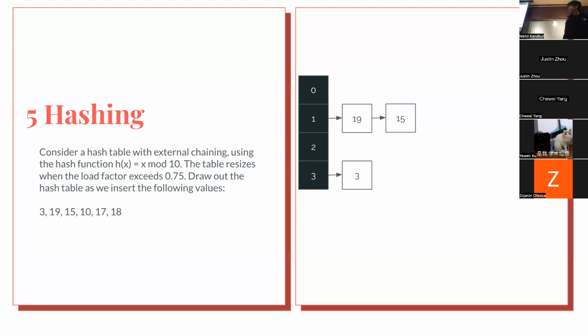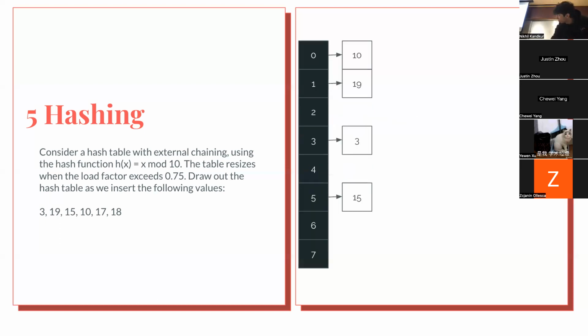And then at this point, the main important part that we want to work on here is the resize, which is basically going to realize that we're at 0.75. So we're going to double the number of buckets and then reassign all of our values accordingly, which works like this. And then after that, we can add 17 and 18 as such. Cool. Yeah, so that's it for hashing.